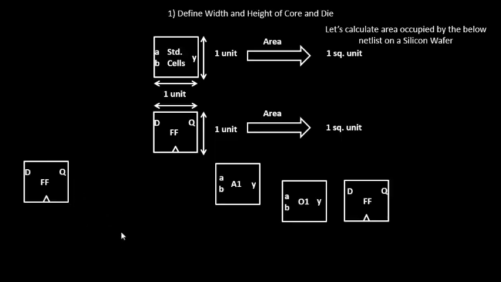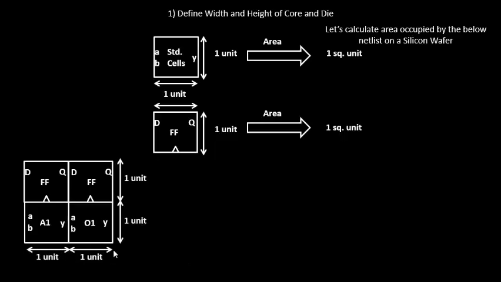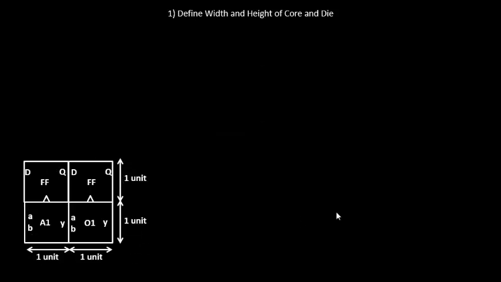For example, we'll bring the flops over here, and the AND gates and OR gates all over here. Now if you calculate the total length and width, the length will be 2 units, the breadth will be 2 units, and the area will be 2 into 2, which is 4 square units. So now we have a rough calculation of the area of the netlist: the minimum area that will be occupied by the netlist wherever it is placed.